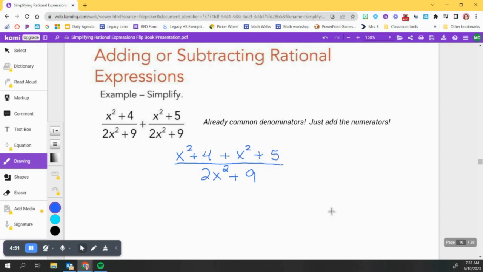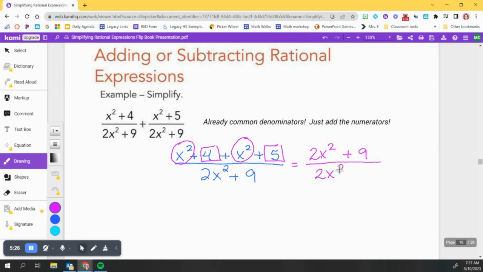Now because it's addition, I don't necessarily have to have the parentheses around each numerator. If it was subtraction, I would want to do this parentheses because the subtraction would distribute. Right? And then to finish simplifying this, we would just add our like terms together in the numerator. So like terms, we have x squared and x squared, which would give me 2x squared, again, because I'm adding here. And then we have like terms 4 and 5, which would add up to 9.